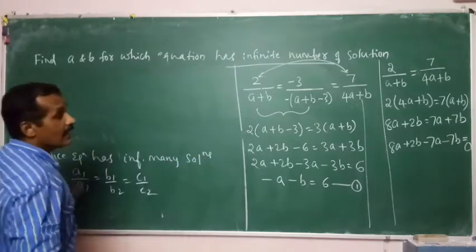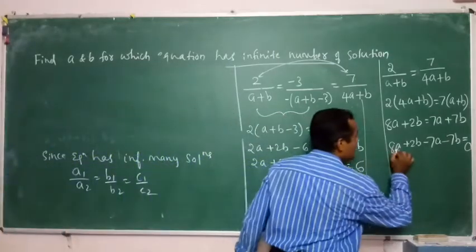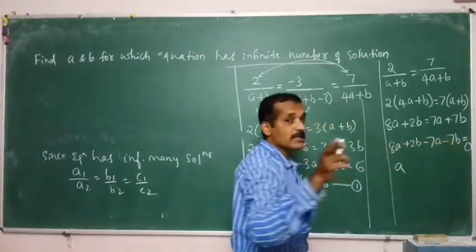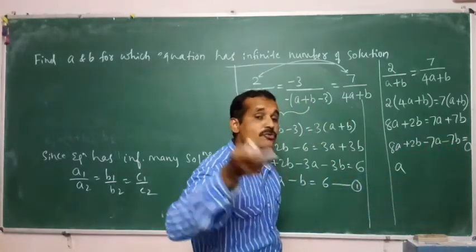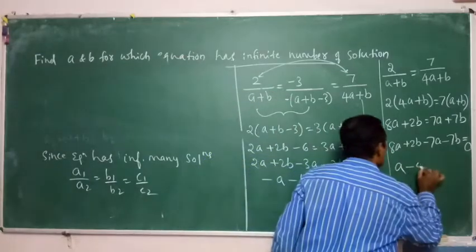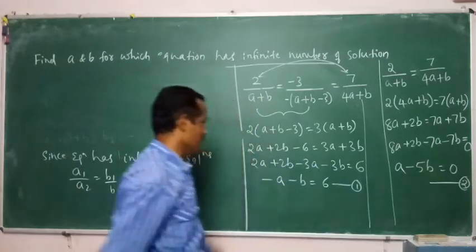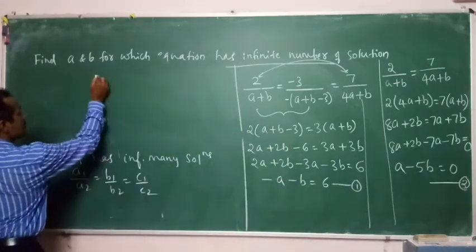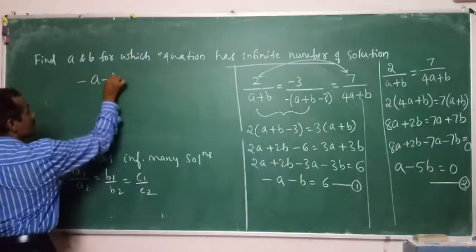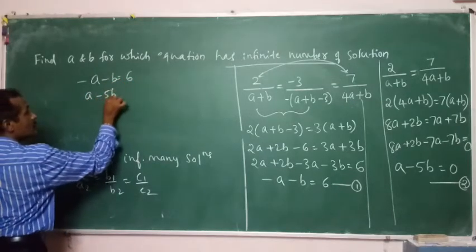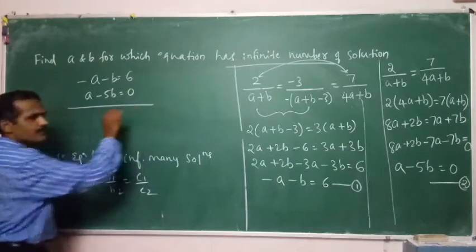I will simplify here. 8A minus 7A equals A. 2B minus 7B equals minus 5B. So A minus 5B is equal to 0. That is my equation number 2. Let me solve both the equations. Minus A minus B is equal to 6. A minus 5B is equal to 0.